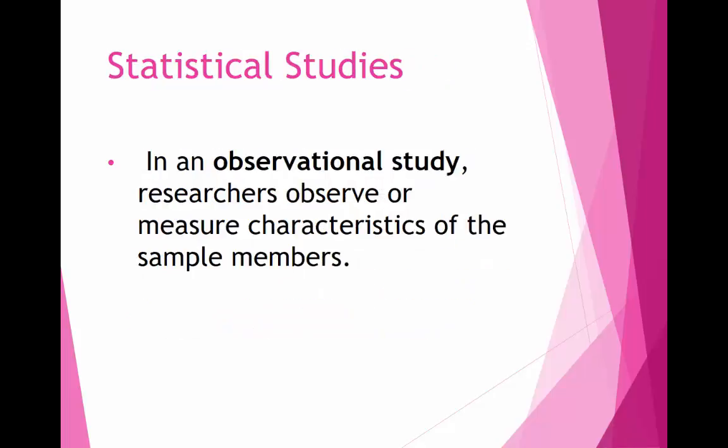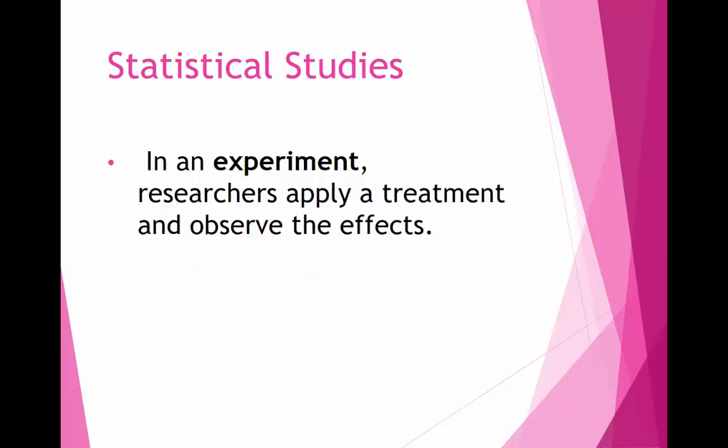There are two types of statistical studies. In an observational study, researchers observe or measure characteristics of the sample members, but do not attempt to influence or modify these members. In an experiment, researchers apply a treatment to some or all of the sample members and then look to see whether the treatment has any effects.